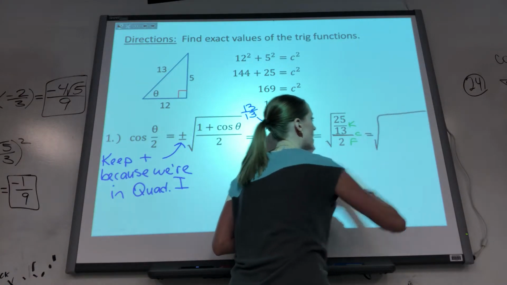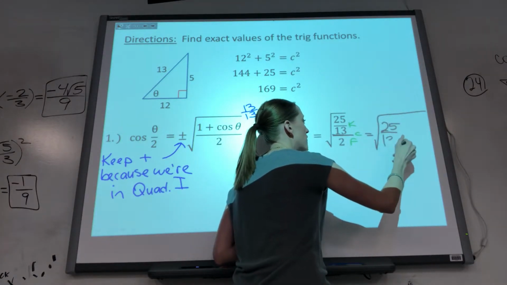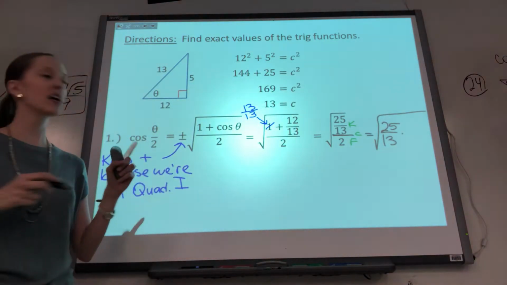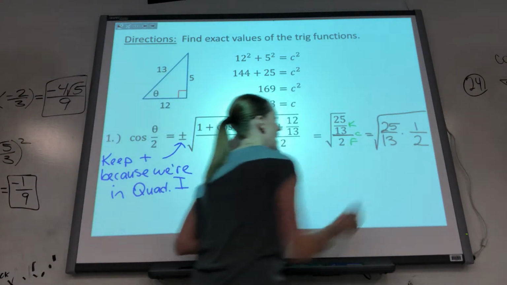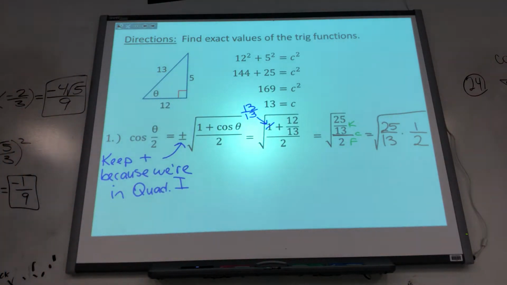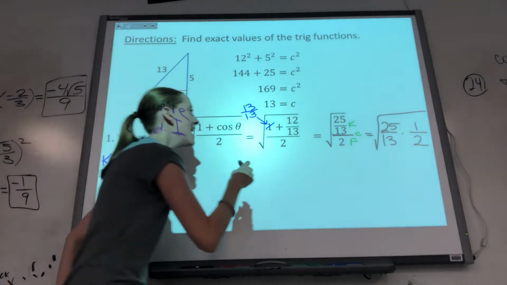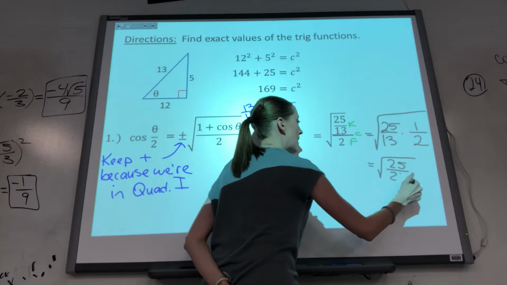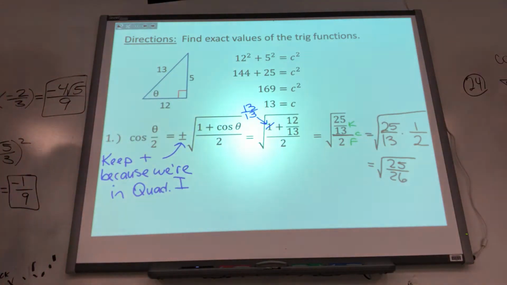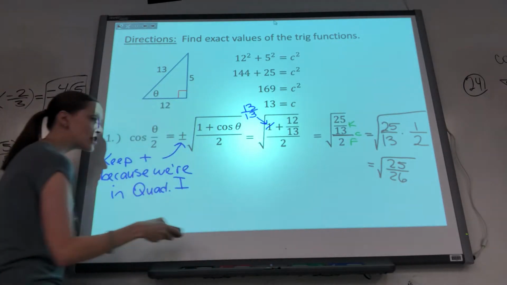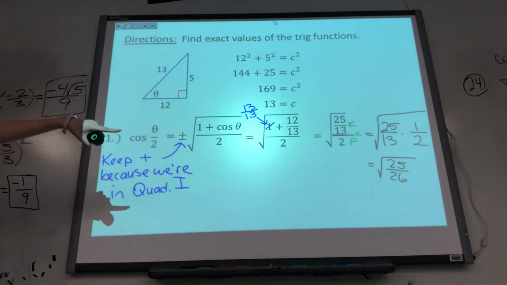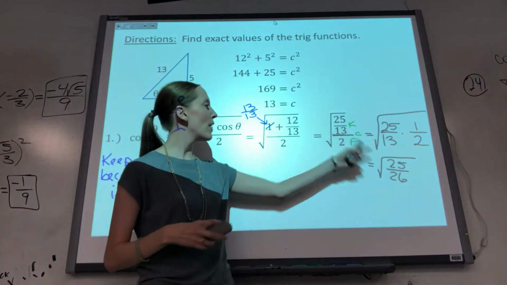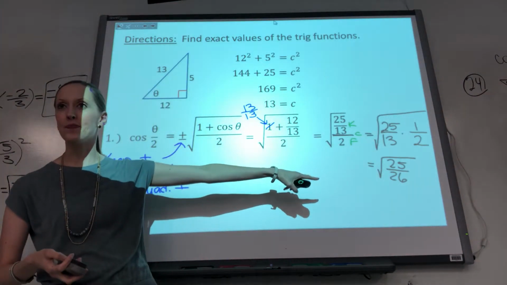This looks weird, but now under the square root still, I'm going to keep, change, flip. Okay, I've got my square root there. Keep the 25/13, change it to multiply, and flip the 2. So that now becomes 1/2. And if we multiply across the top and across the bottom, I have square root of 25 over 26. Now, unfortunately, we're not quite done. We do want to take that fraction and simplify it a little bit further. Any questions up until this point?